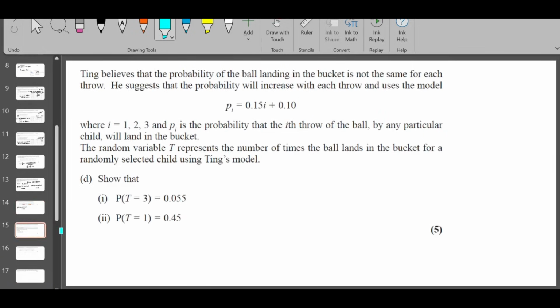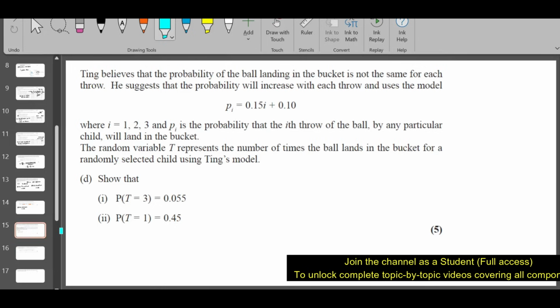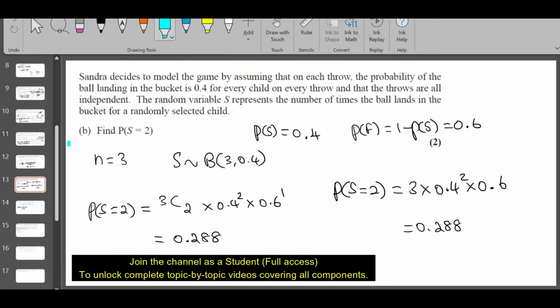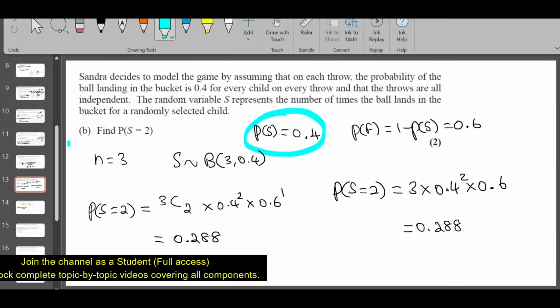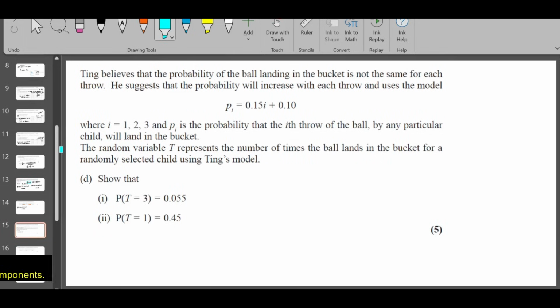Just 1 more question. The next one now. Ting believes that the probability of the ball landing in a bucket is not the same for each throw. Here Sandra believes that the probability is 0.4 for each throw. But another person, Ting, believes that the probability is not the same, because every time you throw the ball, you are going to get better. So he is suggesting a new model, Pi is equal to this.